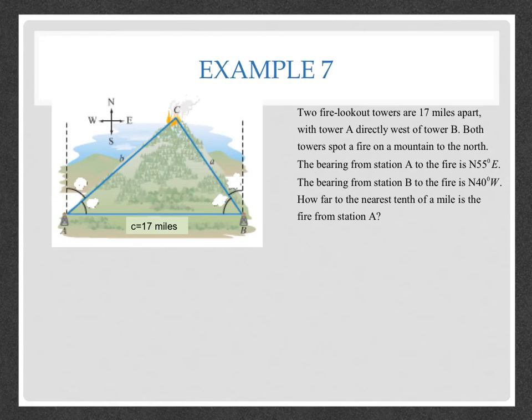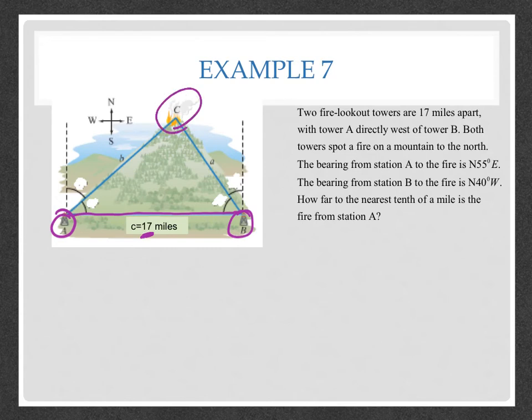Obviously, you're setting up some sort of triangle, and then you're using law of sines to find what you need. In this case, it says 2 fire lookout towers are 17 miles apart with Tower A directly west of Tower B. So A is here. Directly west means it's going to be a horizontal line to B. This time it's given to you, sometimes you're going to have to draw it out. 17 miles apart means it's going to be here, 17 miles. Both towers spot a fire on a mountain to the north. So here's my mountain to the north. There's the fire. And then we get to bearings.